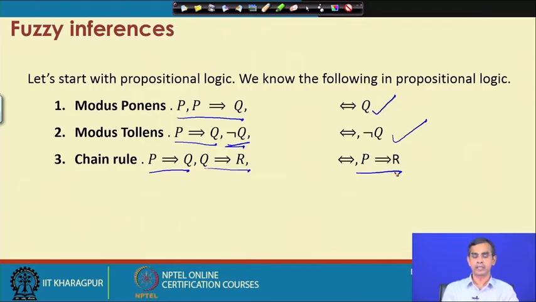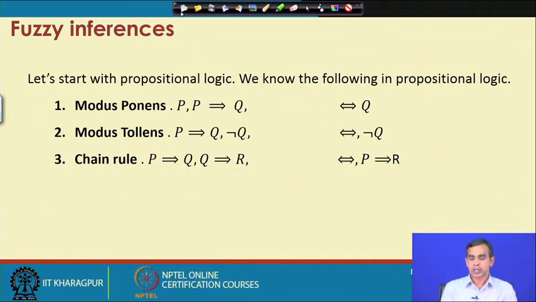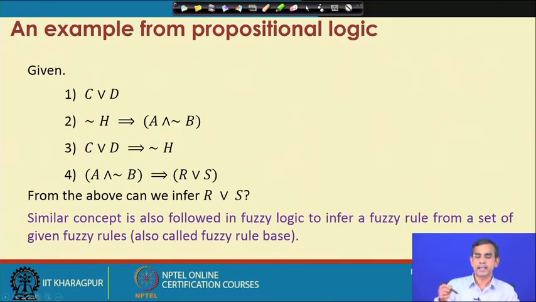There are many such rules in predicate logic, but that is not the topic of our discussion here. We can use this concept to extend it to the fuzzy rule also, and that is the discussion in our next hour. It is basically another example that you can follow here. These are the different premises given here. You can try and easily find that from these premises we can conclude about another R or S.